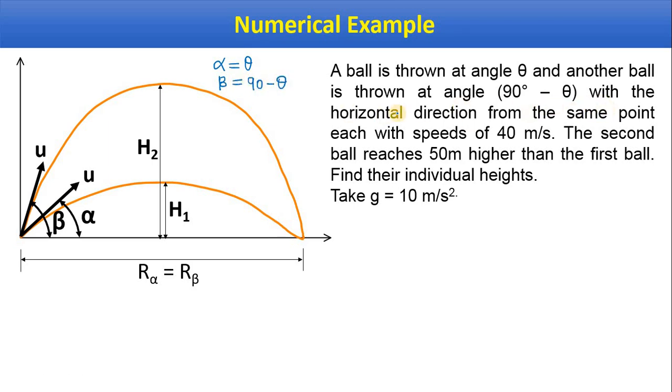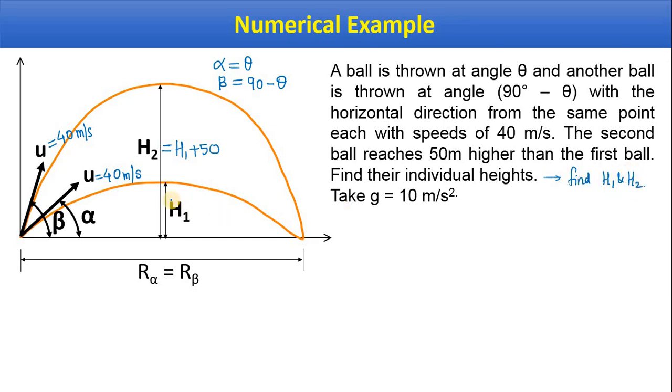With the horizontal direction from the same point, each with speeds of 40 meter per second. So both of them are thrown with the same speed 40 meter per second but at different angles. The second ball reaches 50 meter higher than the first ball. That means H2 is H1 plus 50 meter higher. Then find the individual height. That means you have to find the heights H1 and H2.